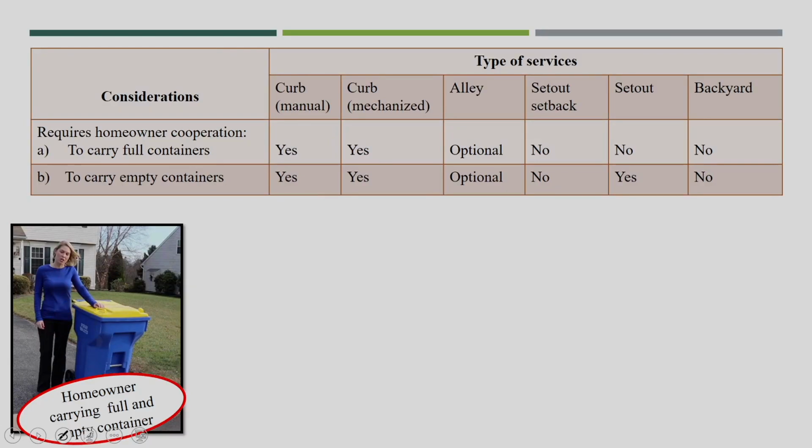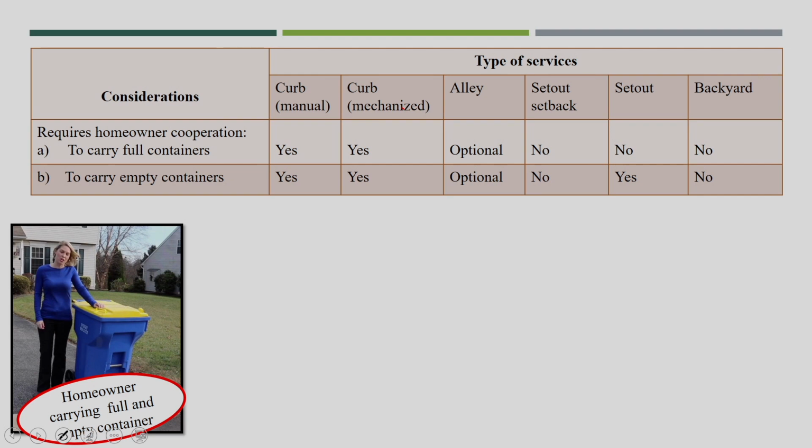Now we will compare these 5 services on some different considerations. The first consideration is required house owner cooperation. Here I separated the curb into 2 different types. One is the curb manual, where waste is manually collected into the secondary vehicle, and the other is the curb location where waste is mechanically unloaded into the collection vehicle. Then there are the alley service, set out, setback service, set out and backyard service.